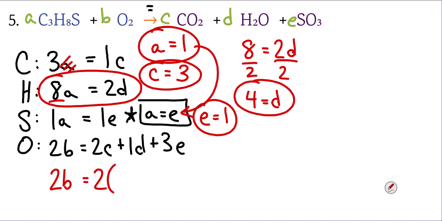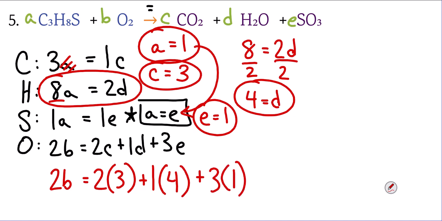2B equals 6 plus 4 plus 3. This gives us 13. 2B equals 13. When I go ahead and do my division, I find out that B should be 6.5.